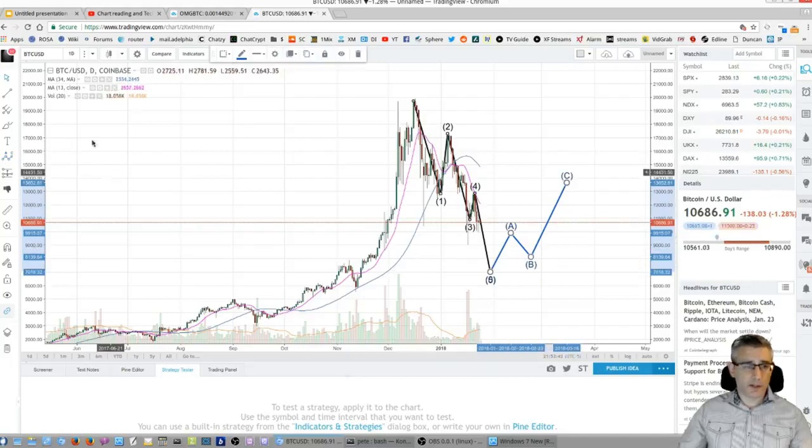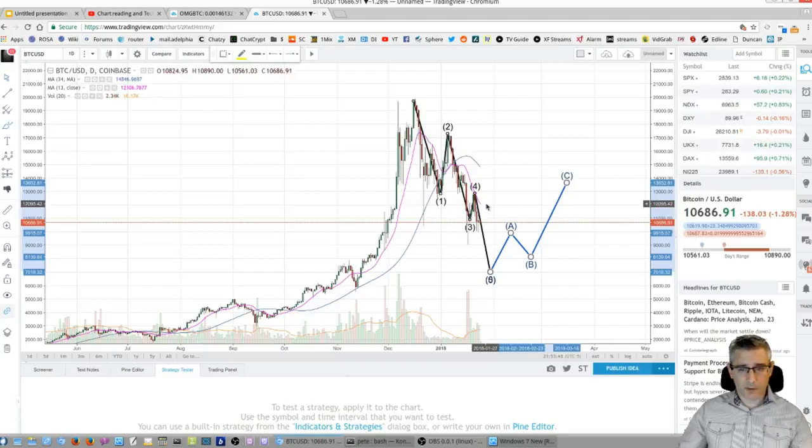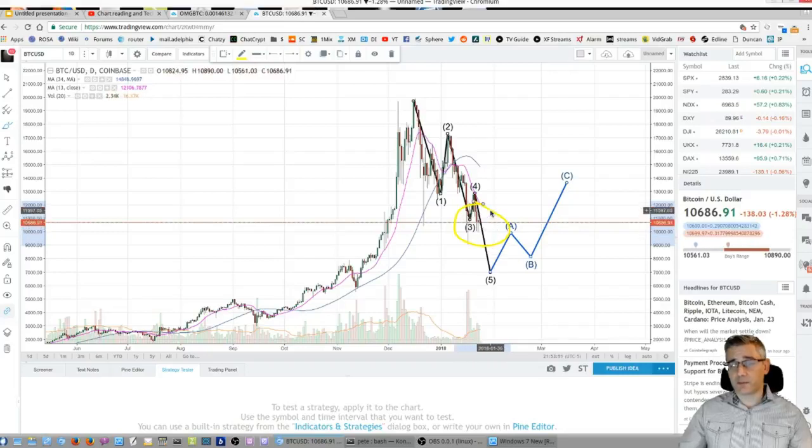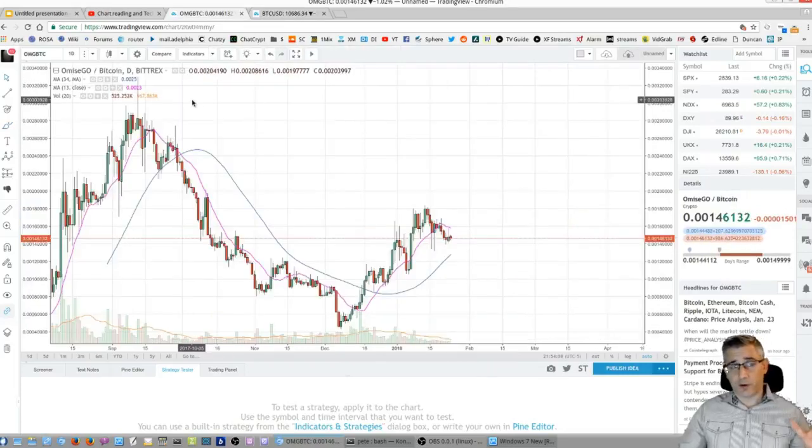So this section right here is really the determining factor, how this is going to play out over the next couple of days. Here's a daily chart of OmiseGO. So we're going to try to apply Elliott wave to try to predict what it may do next.